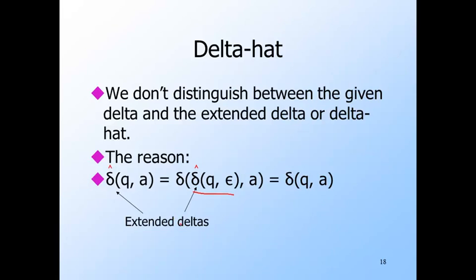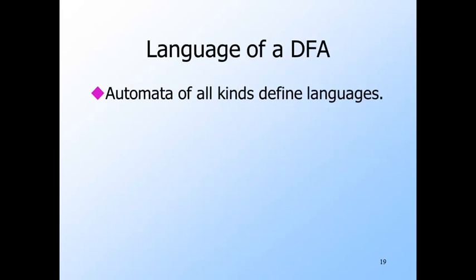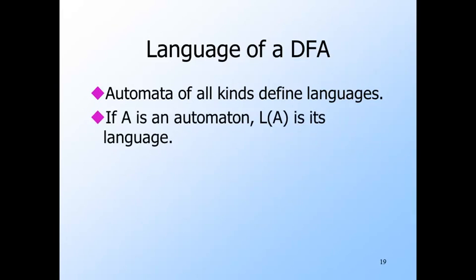In fact, I really cheated on the previous slide. I needed delta hat of B and 0. I just went to the table and looked it up as if it were delta of B and 0. Now we see they are in fact the same, so it was no harm, no foul. There are many different kinds of automata. We've seen only the deterministic finite automaton so far, but there are many others. But no matter what kind of automaton, its job is to define some language. We'll use L of A to denote the language defined by automaton A.